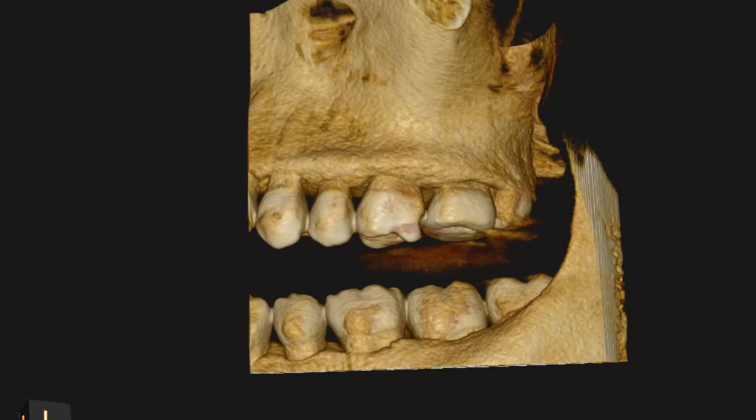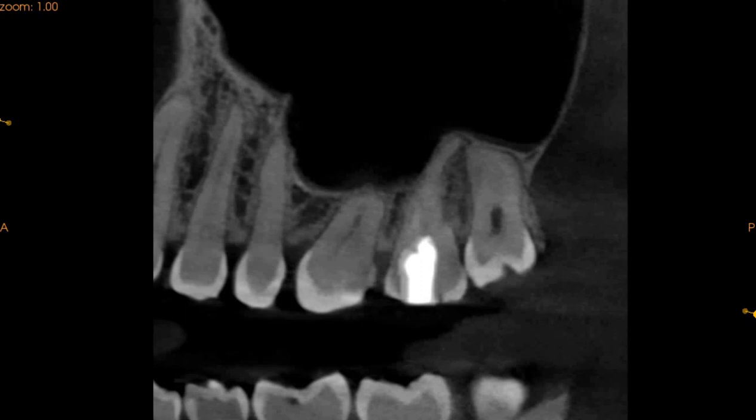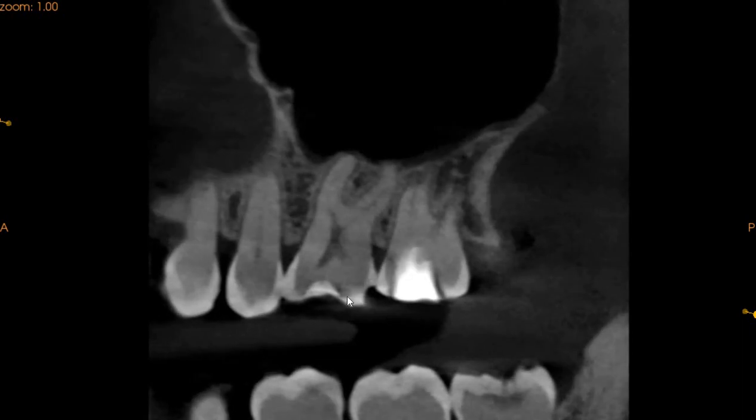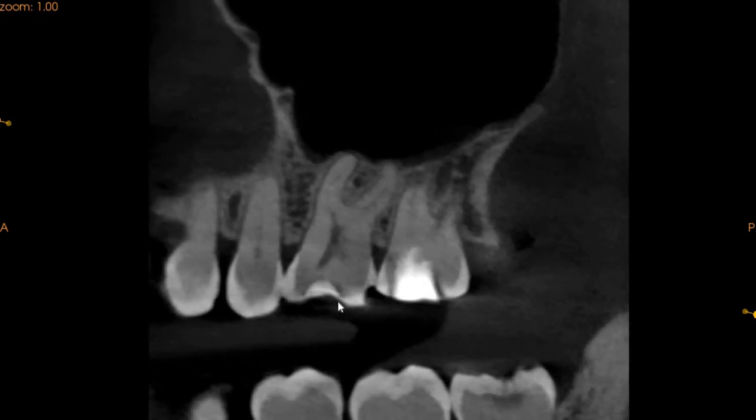Now, the upper left 6 has caries that we can see on the distal aspect of the tooth, as we can show you here on the sagittal view. The distal aspect, there is a chipping off in the enamel or could be a cavity. We can see secondary caries under the filling of the mesial in the middle of the tooth.